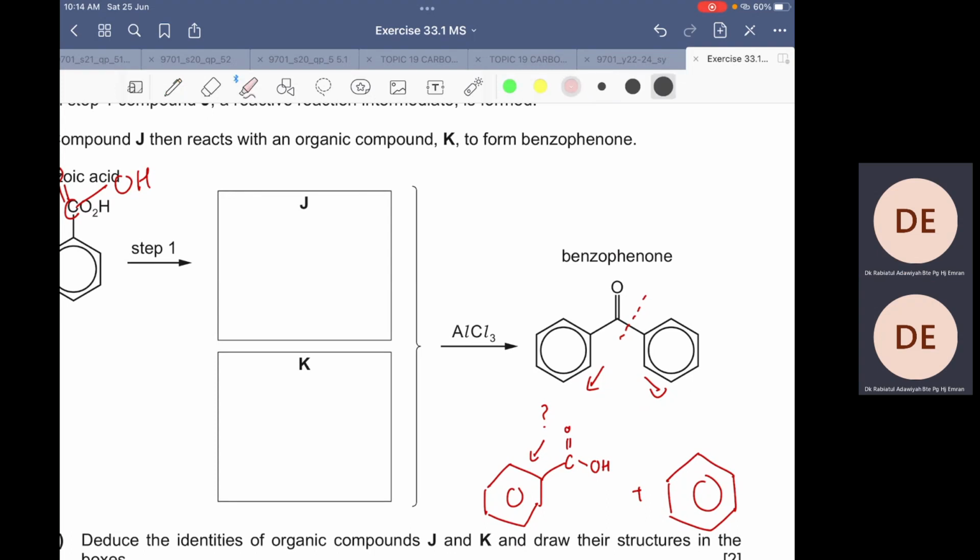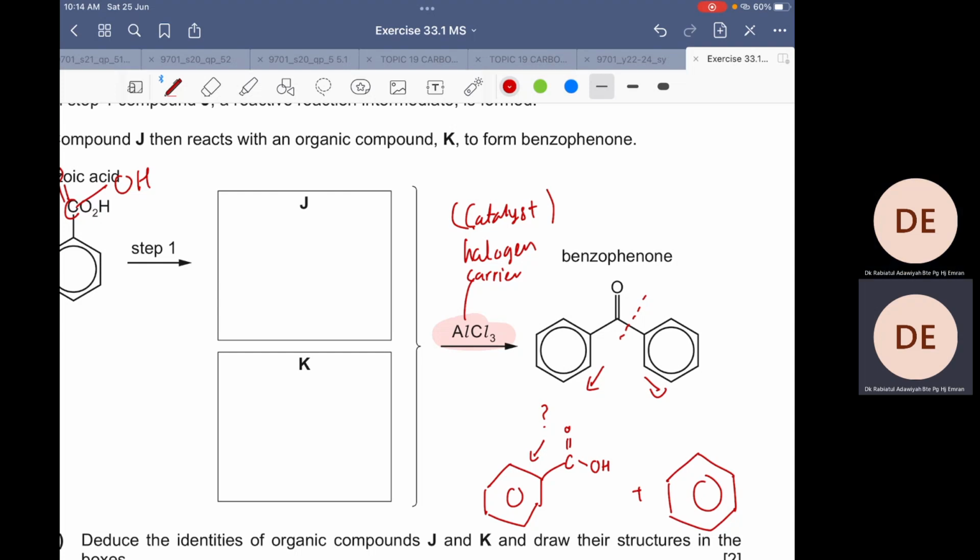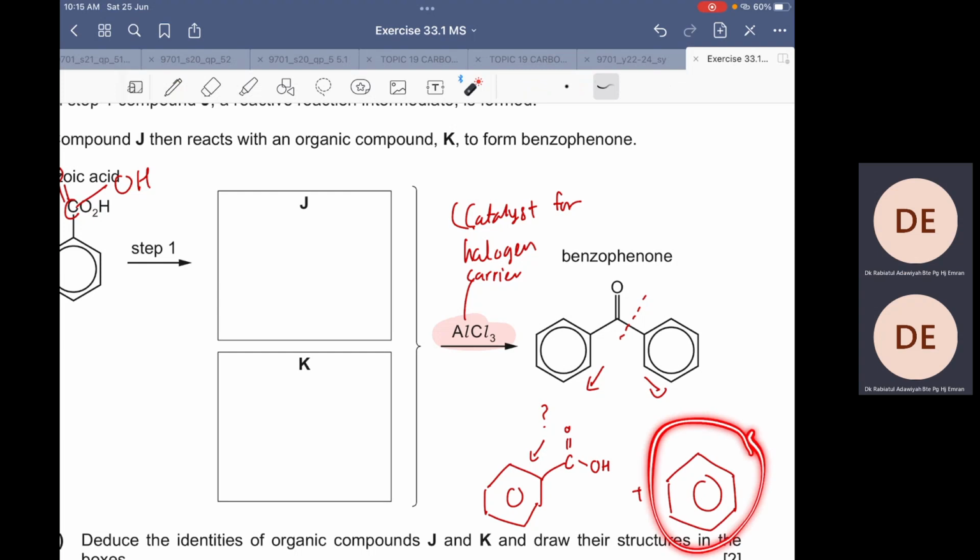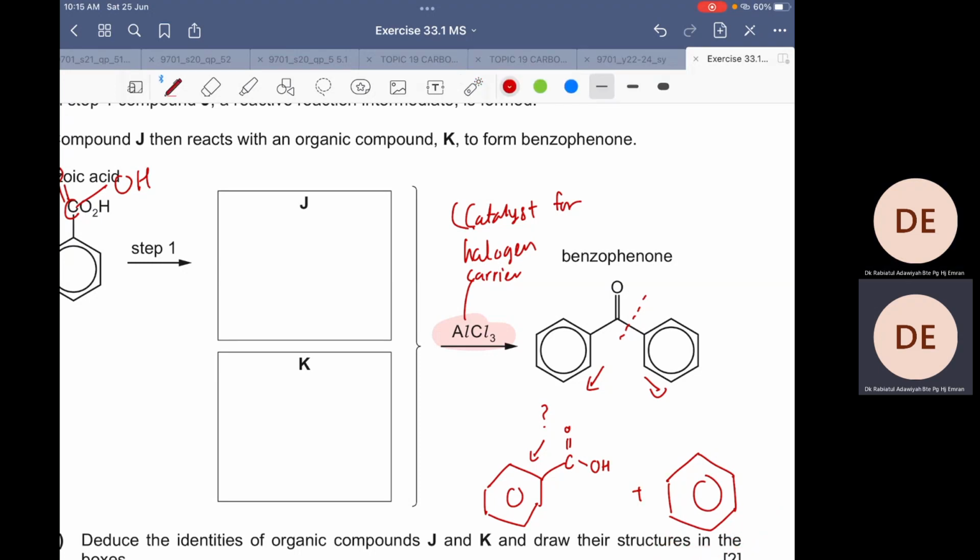Another hint here is AlCl3, a halogen carrier. That is usually a catalyst for which reaction? Do you still remember? Benzene. What is the name of the mechanism? What is the mechanism for the reaction of benzene? Will it attract electrophile or nucleophile? Benzene is electron rich, so it should attract electrophilic substitution. Good. So this halogen carrier, AlCl3, you need to recognize, oh, that is a catalyst for an electrophilic substitution reaction. So that means an electrophilic substitution reaction will happen somewhere.